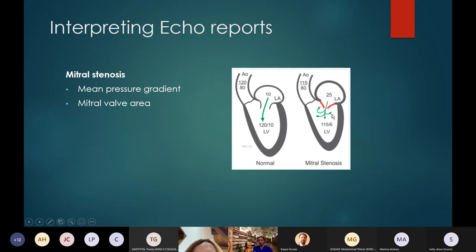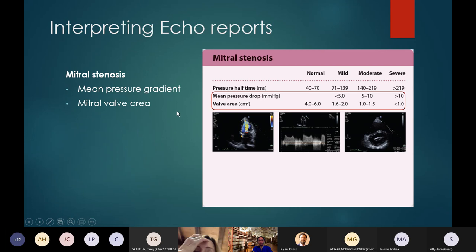So the difference between the 25 and 6, which is 19, is the pressure gradient between the LA and the LV, which is the peak gradient. We also calculate the mean gradient, which is more useful, but again, this is more technical in terms of echo parameters that we calculate. And again, in terms of numbers, a mean pressure gradient above 10 suggests severe mitral stenosis, which corresponds to mitral valve area less than 1 cm².